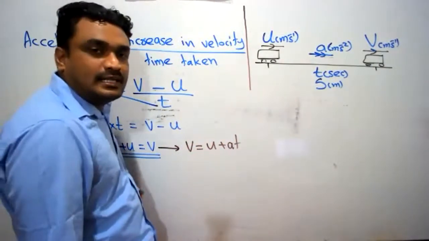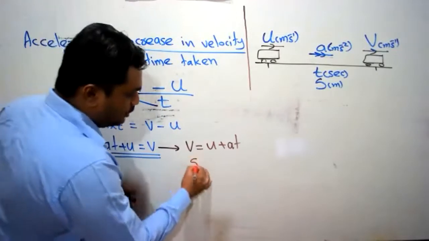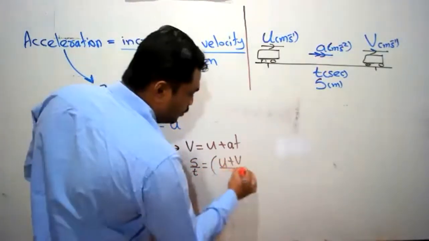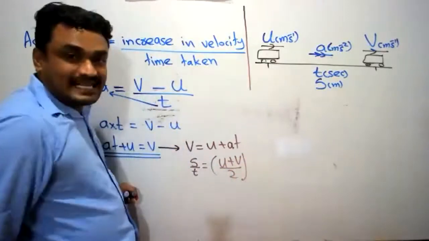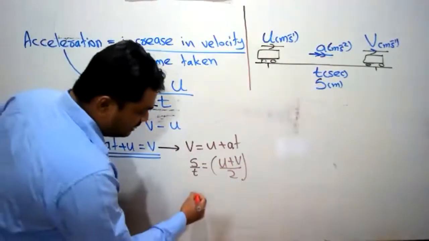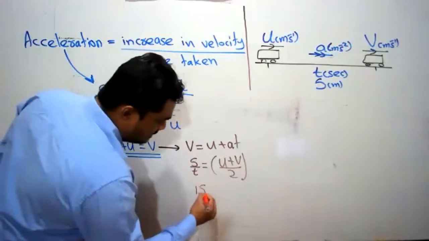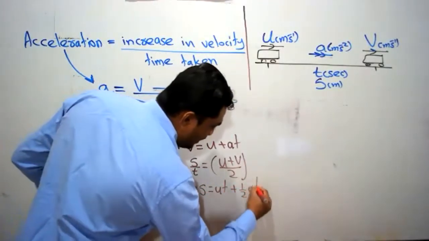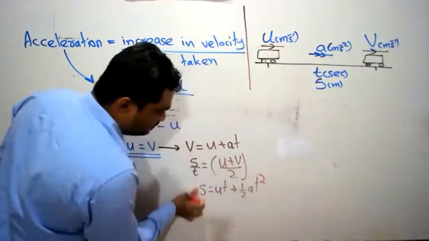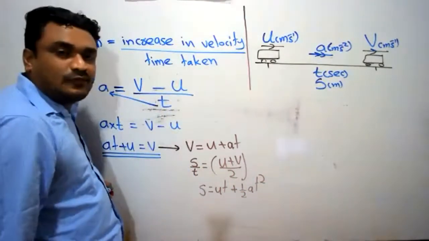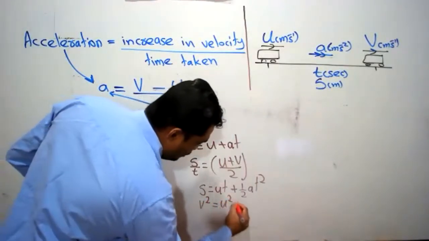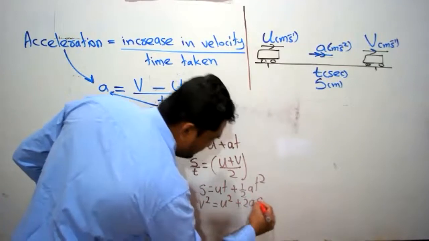Similarly, we can obtain another three equations. Look at the board. s over t equals u plus v over 2. That's the second relationship. The third relationship is s equals ut plus half at squared. The fourth and final relationship is v squared equals u squared plus 2as.